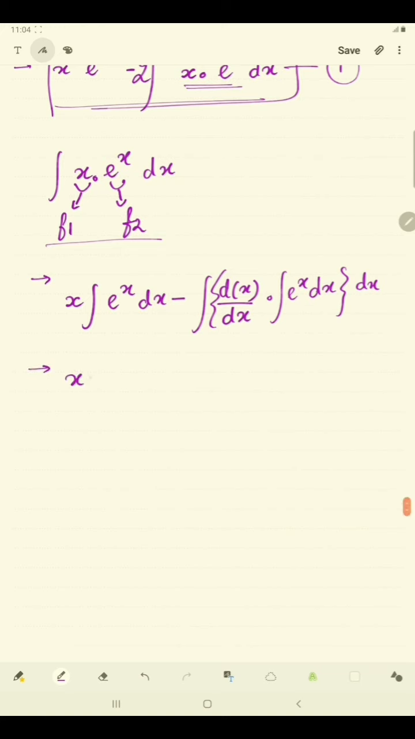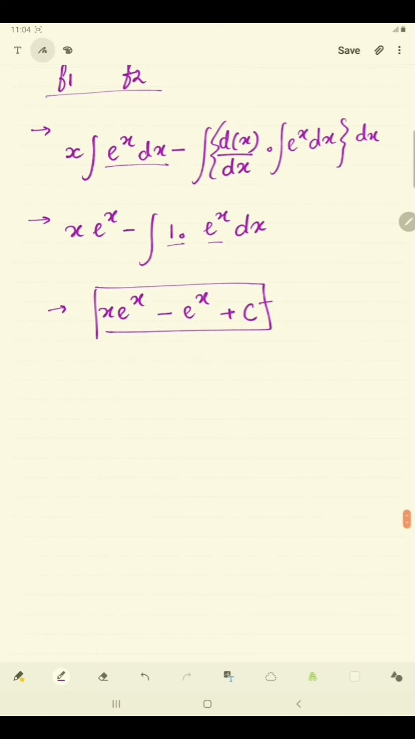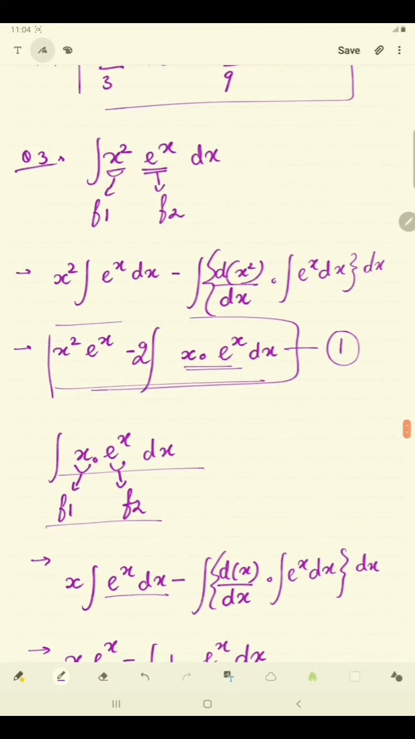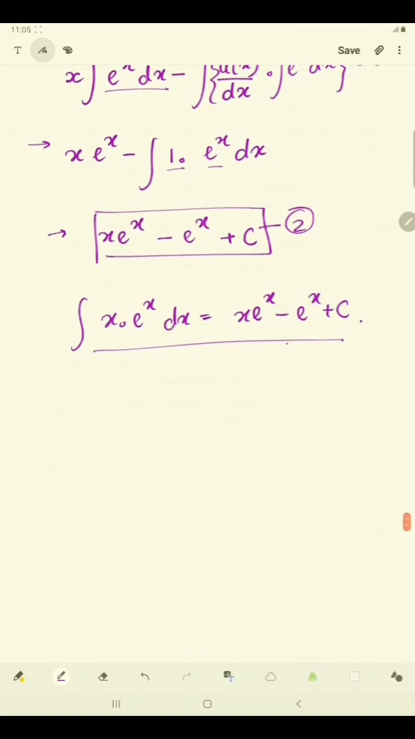So now what we are left with is, the integration of e to the power x is e to the power x only, minus differentiation of x, which is 1, dot e to the power x dx. Now we are at a much simpler step, 1 dot e to the power x, so this is very simple: x e to the power x minus e to the power x plus c. So now we have the answer of this question, but we need to find the answer of the original question. We have solved that the integration of x dot e to the power x dx is x e to the power x minus e to the power x plus c. So now we need to put this in equation 1 to arrive at the final answer.